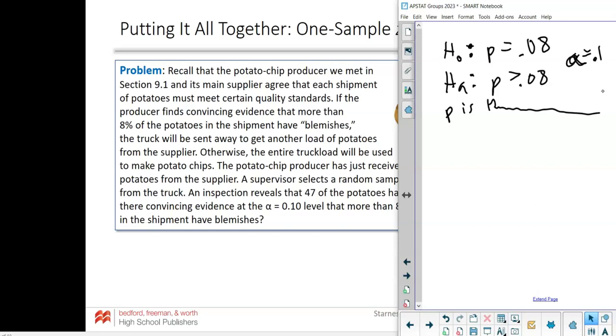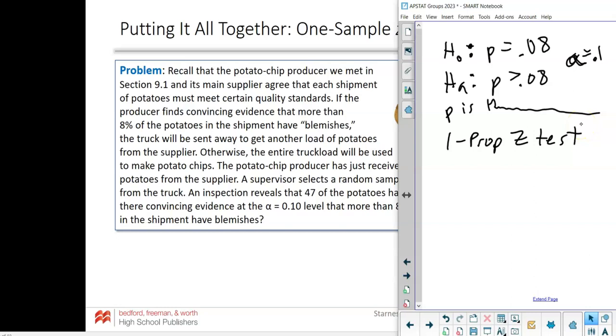Okay. Part 2 is plan. So name the test. This is a one prop z test. That's the calculator name, and that's the name I prefer. You could also call it a one sample z test for proportions.